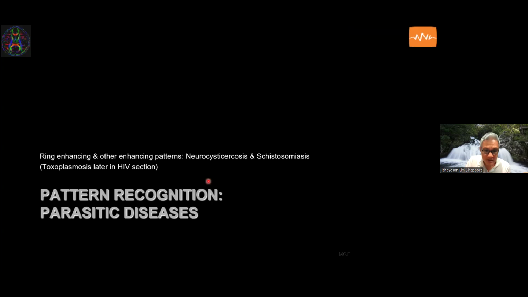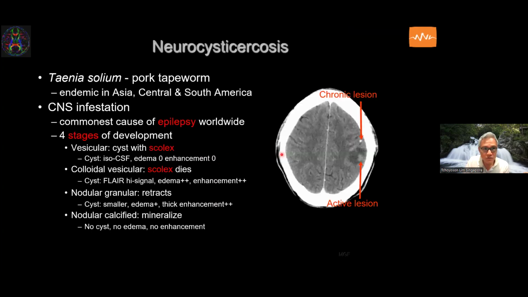Let's talk about parasitic diseases, specifically neurocysticercosis and schistosomiasis. So the pork tapeworm is endemic in many parts of the world, and the CNS infection of cysticercosis is the commonest cause of seizures worldwide.